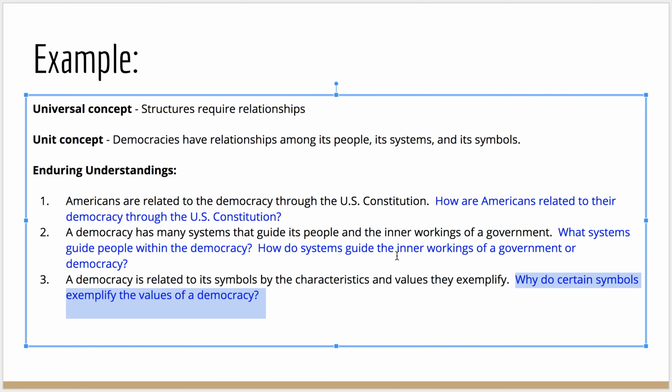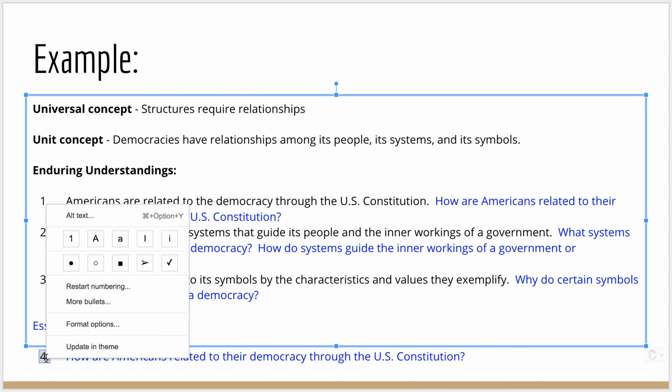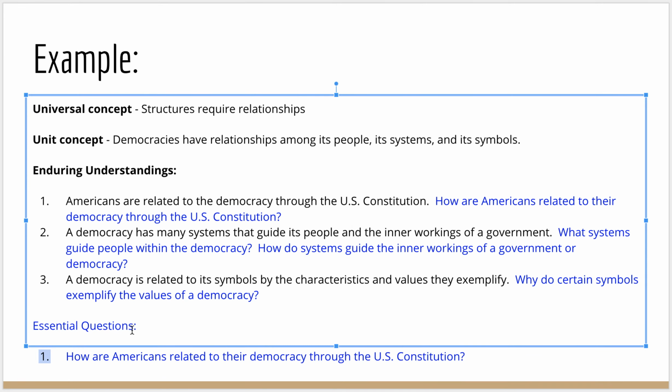Let me change it to my color scheme here. And now I'm going to reread all of them once I reformat it. Essential questions. There. Okay.